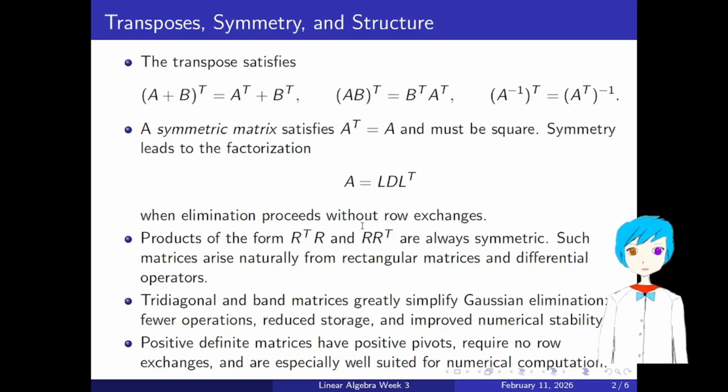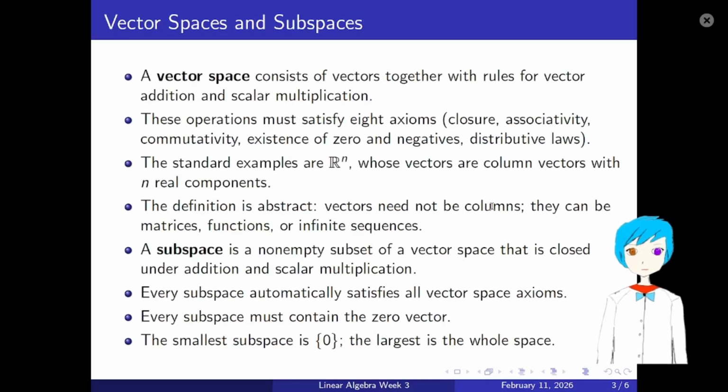Positive definite matrices have positive pivots, which require no exchange when doing the Gaussian elimination. And if a matrix is symmetric and positive definite, it would always preserve symmetric decomposition, A equals L D L transpose. They are very good and well suited for numerical computation.